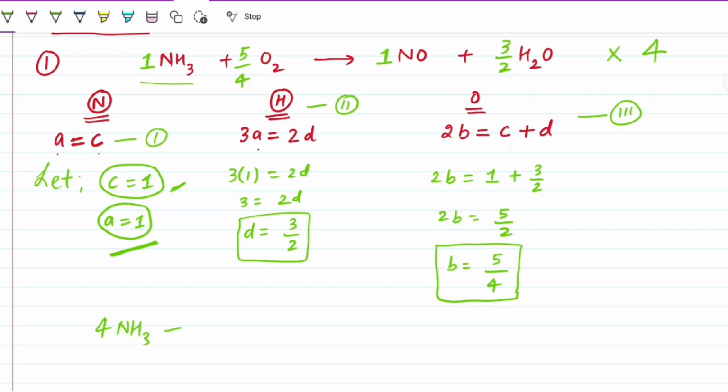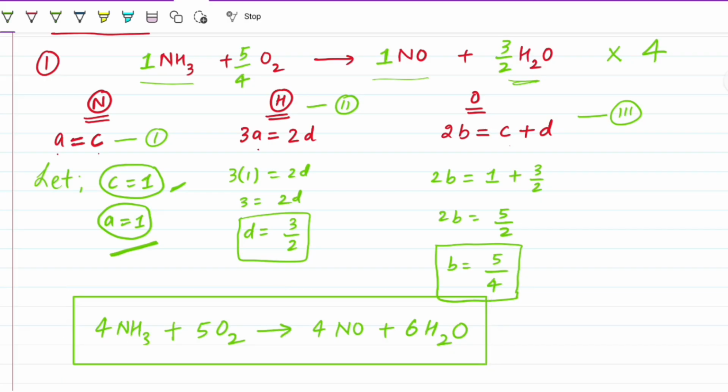4 multiplied by 1 gives 4NH3, plus 4 multiplied by 5 by 4 O2, so this will be 5O2. Then 4 multiplied by 1 NO gives 4NO, plus 4 multiplied by 3 by 2, which is 6, so 6H2O. This is the balanced equation.